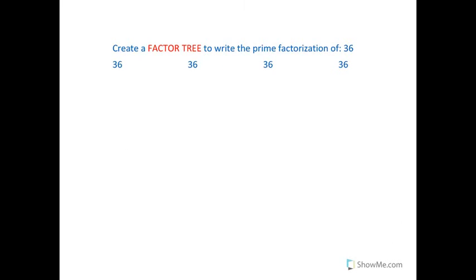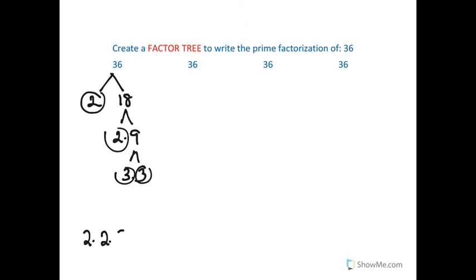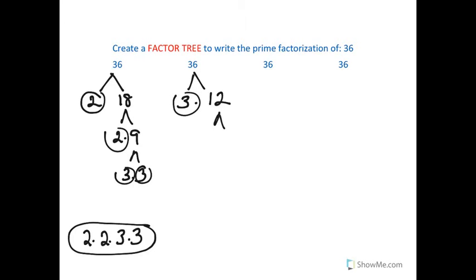All right, let's try 36. Again, not my favorite way of doing it, but let's start with 2 and 18. Circle the 2 so we don't get forgotten. Even, 2 times 9, 2 is prime, and 3 times 3, both prime. So here we have 2 times 2 times 3 times 3. And 36, we could say that's equal to 3 times 12. 3 is prime. 12 is equal to 3 times 4, or 2 times 6. Either way, circle your primes. Do we get the same thing? 2 times 2 times 3 times 3?